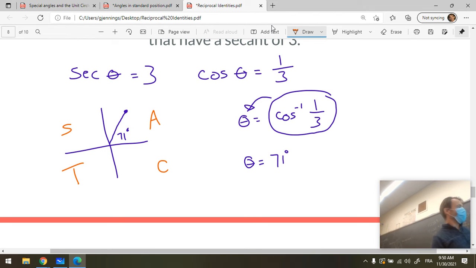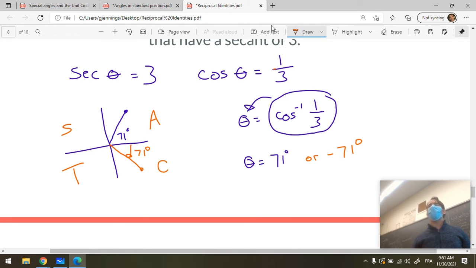In the fourth quadrant. We're going to look down here. So if I drew another angle here, like this, that also made a 71 degree angle with the x-axis, that point would have the same cosine as this point. Or that angle would have the same cosine as that angle. What's that angle? Could be negative 71. Negative 71 is a good answer. So theta is equal to 71 or negative 71 degrees.